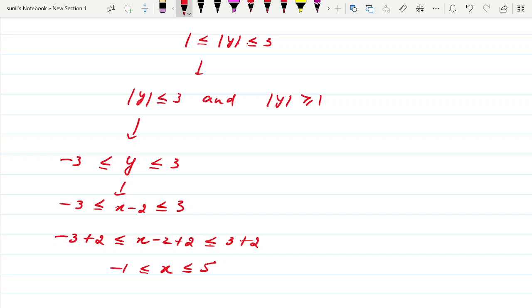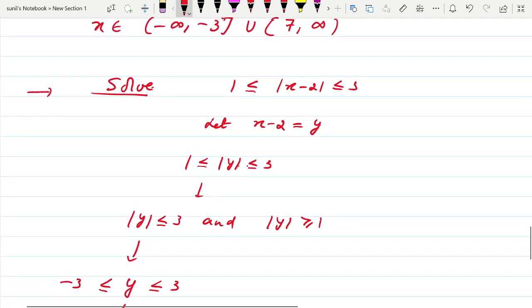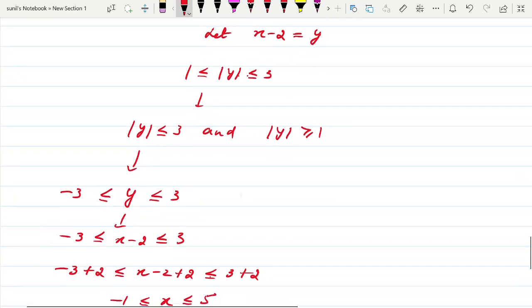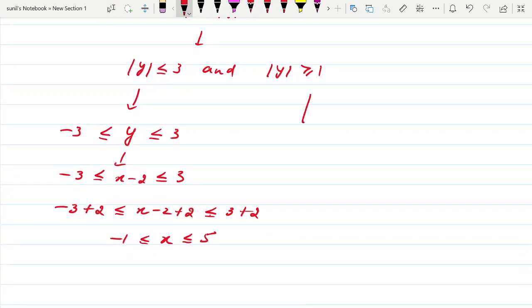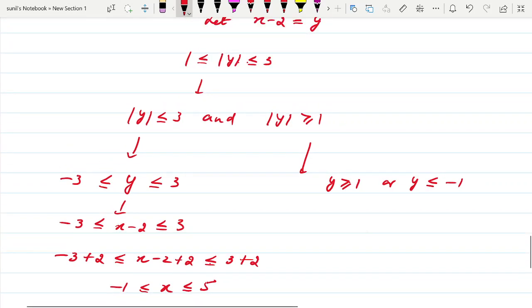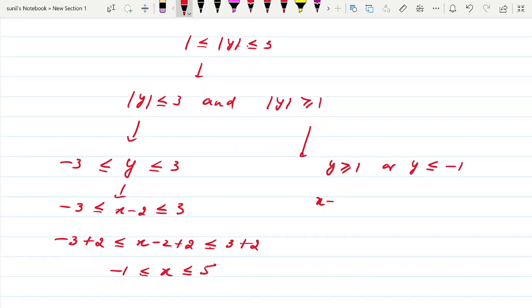Now try to understand it. How will we simplify it further? Now, what is the meaning of this? Either my y is greater than or equal to 1 or y is less than or equal to minus 1. Now what is y? y is x minus 2, that is x is greater than or equal to 3, or from here x is, what I will do, less than or equal to 1.